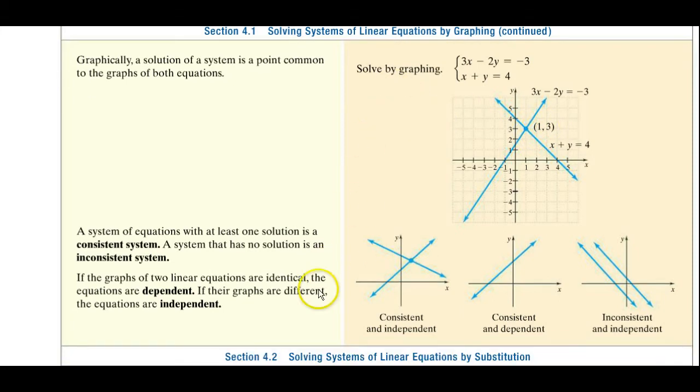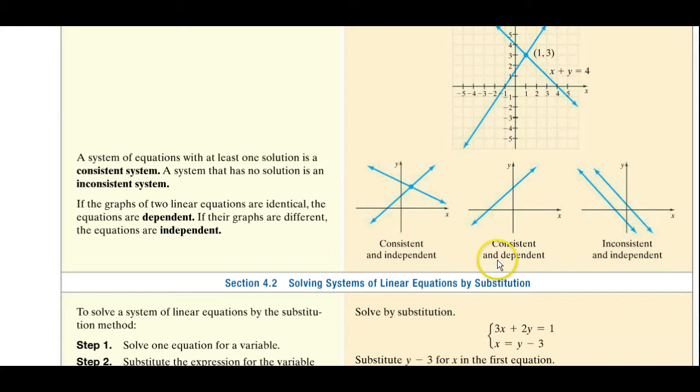And we said that here's the vocabulary again. Having at least one solution was consistent. Different equations, the equations are independent. Here it's the same equation, so there's at least one solution, consistent, and they're the same equations, so the equations are dependent. Here there are no solutions, so it's inconsistent, and the equations are different. They are independent.